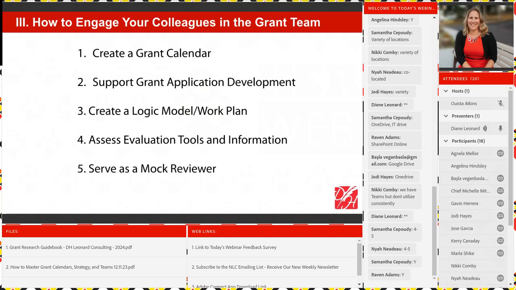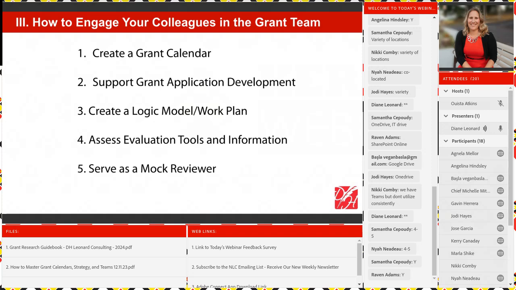But I'm wondering, you're here. That to me indicates you're probably one of the people that help to write applications, if not lead the application in your organization. What are some of the ways that you find you get input from others in your organization?